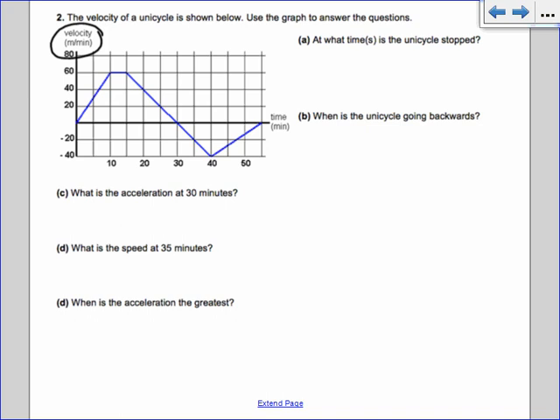It says, at what time or times is the unicycle stopped? When it's stopped, that means your velocity is equal to 0. So write that down. Sometimes you'll get a point just for that. So velocity is equal to 0 at 3 different locations. Right there, and right there. So at t equals 0, 30, and 55 minutes.